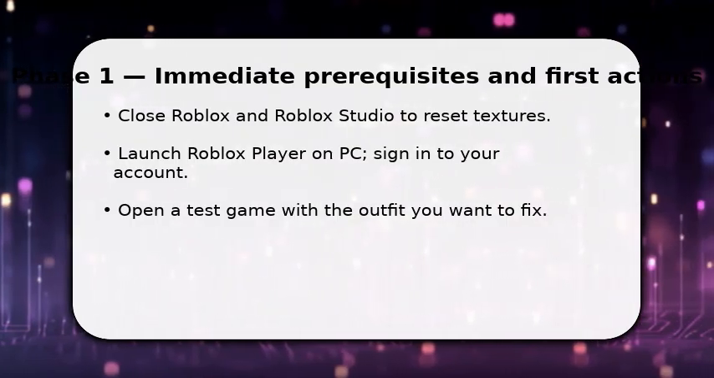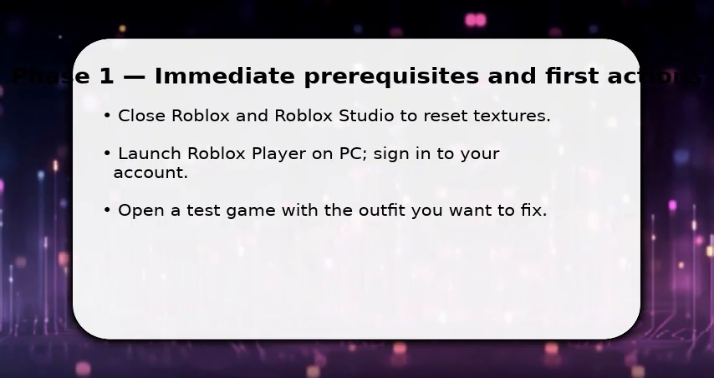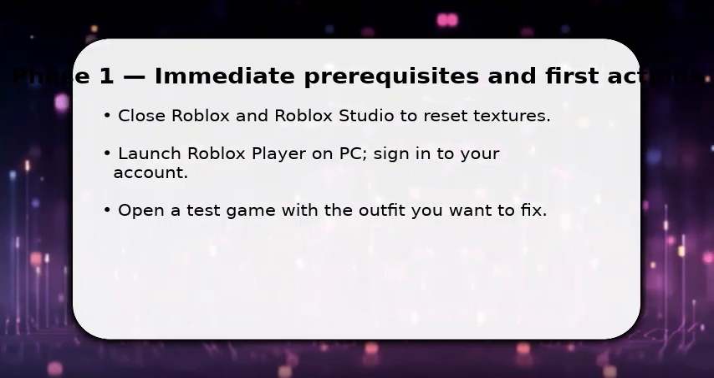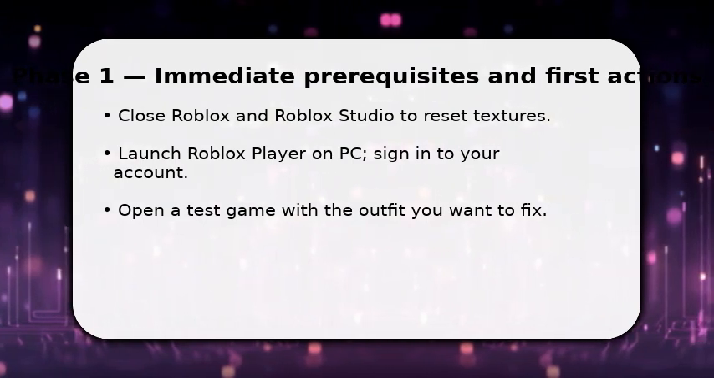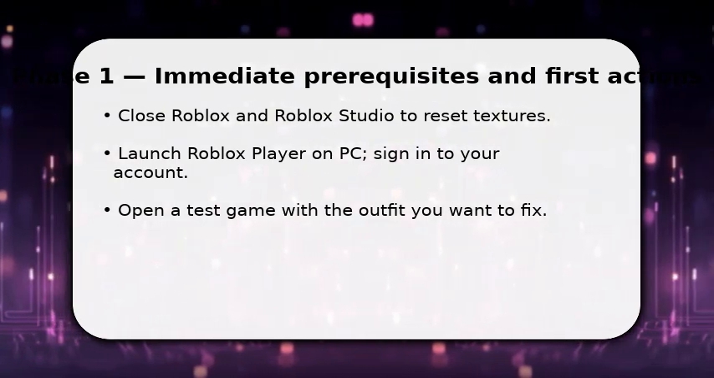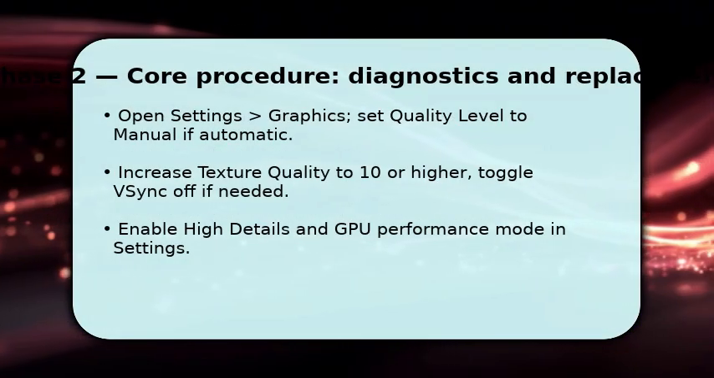You'll act on settings next, so keep the game running and the character visible. This ensures your adjustments affect the exact clothing item you need to fix. Now, change graphics settings while the outfit is visible so you can see results in real time.